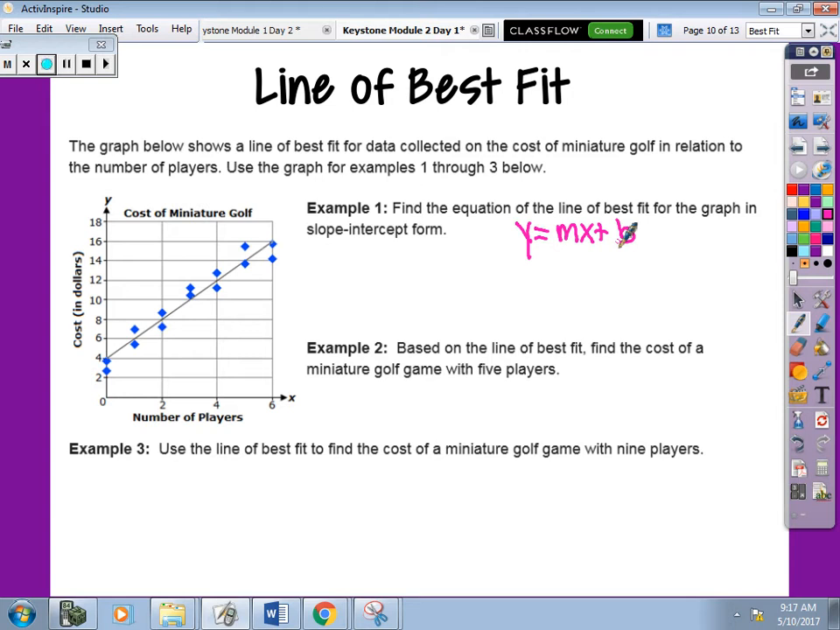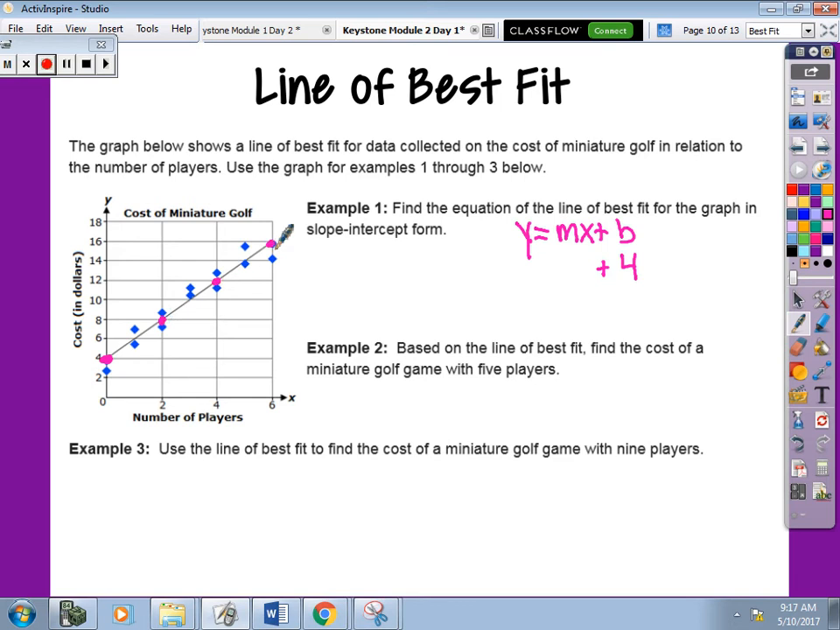Where's it across the y-axis? Lena. 4. That's my b value. Slope. Now remember, you're looking for the slope of the line, not the scatter plot. So you're looking for the actual line, which does go through the corners of these points.